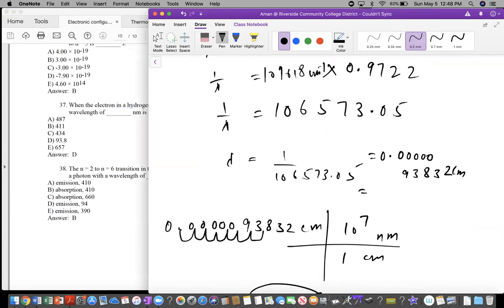Again, we want to find lambda, so we need to flip this guy. We switched it, so 1 over lambda became lambda, so that's why this side was flipped. And we just got the answer. The answer that we got is in centimeters, and we wanted to change it into nanometers, so we just did that conversion here.